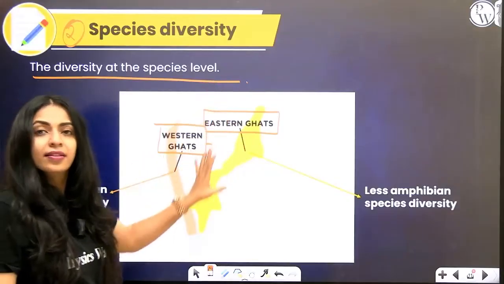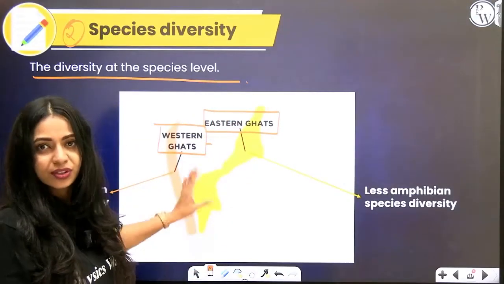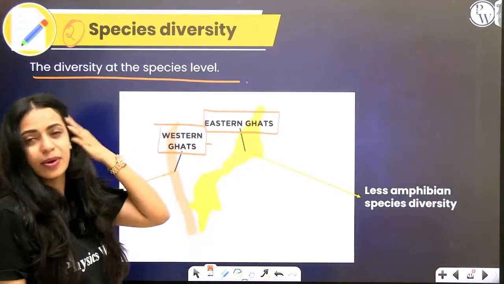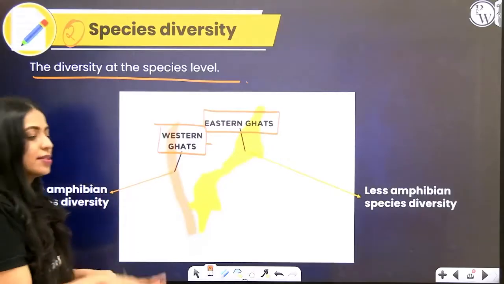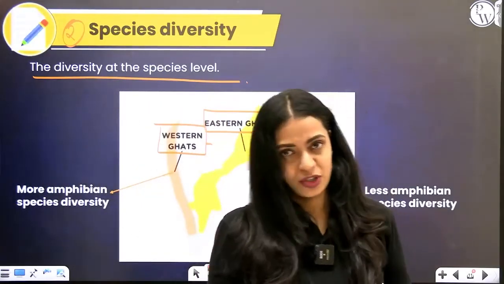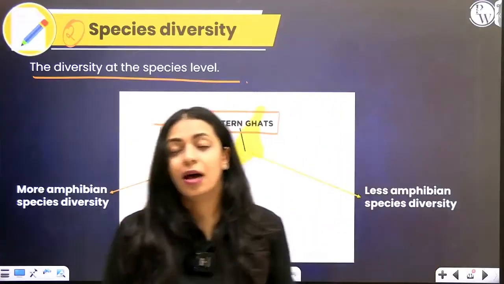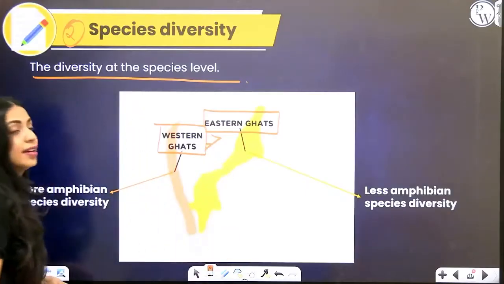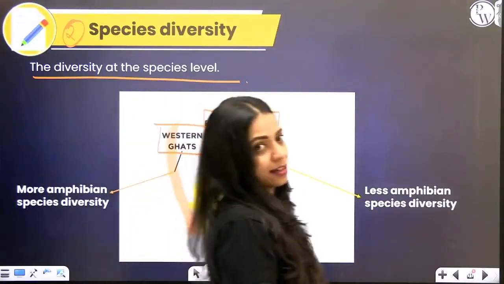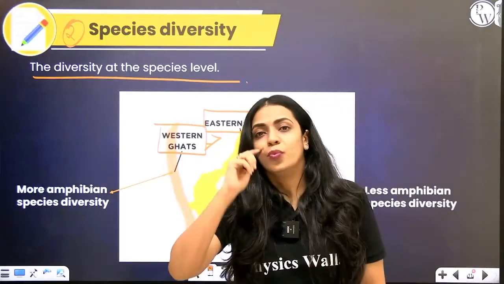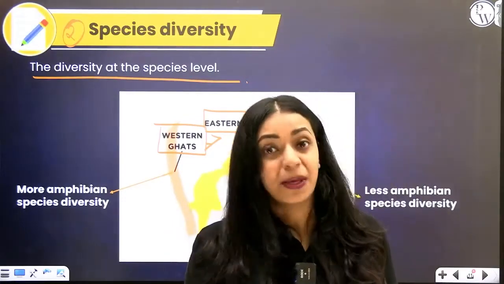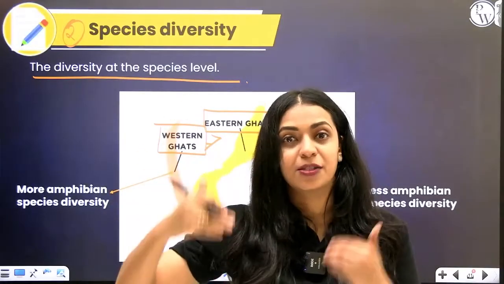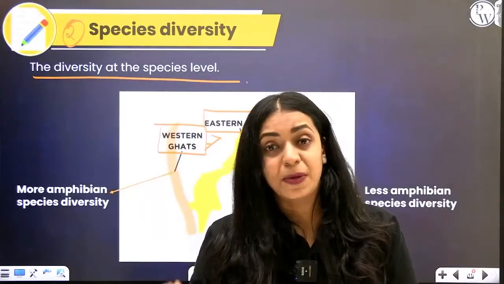There are mountains, right? There is a mountain range on both the eastern coast and the western coast towards the south. That is the Western Ghats and Eastern Ghats for you. If you consider the number of amphibian species here, the number of species of amphibians that you find in the Western Ghats far exceeds the amphibian species in the Eastern Ghats. Now, what do we understand here? We are looking at how many different species are present in a particular area. The variety of species present in a particular area will give us the species diversity.